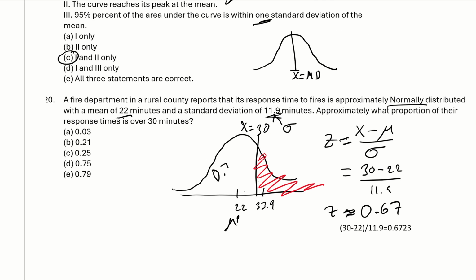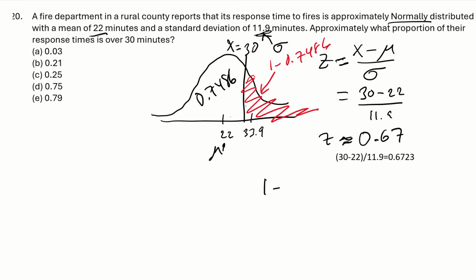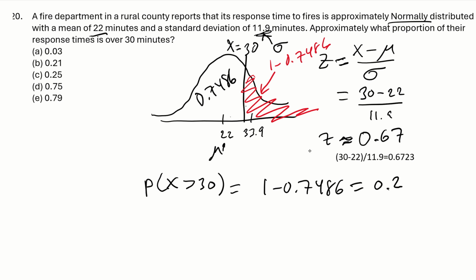So 0.7486. Now to get the area to the right, I've got to do 1 minus that. 1 minus 0.7486. So the probability that x is greater than 30 is equal to 1 minus that, which is 0.2514. It's about 25%, or 0.25. So the answer is C.